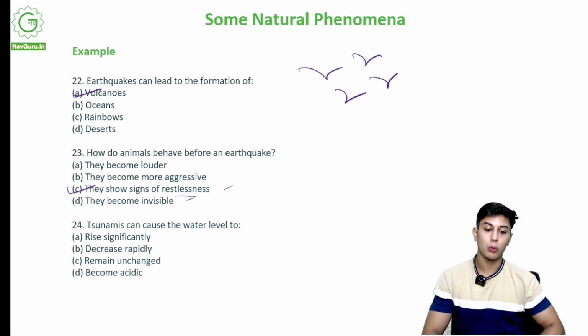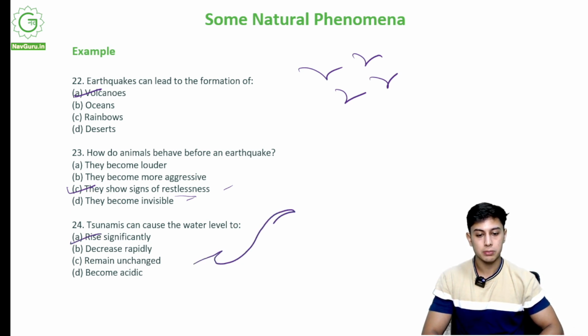Tsunamis can cause the water level to rise significantly, decrease rapidly, remain unchanged, become acidic. So rise significantly. Earlier it was this much, now it will be this much during a tsunami.